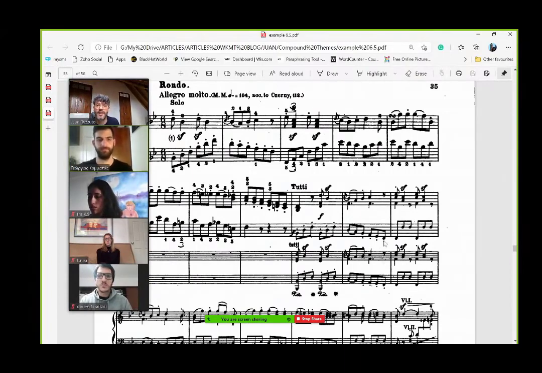In the other case, the perfect authentic cadence case, we are carrying the motif with us until the end, until the elision. Where is the elision? So there we have a half cadence.